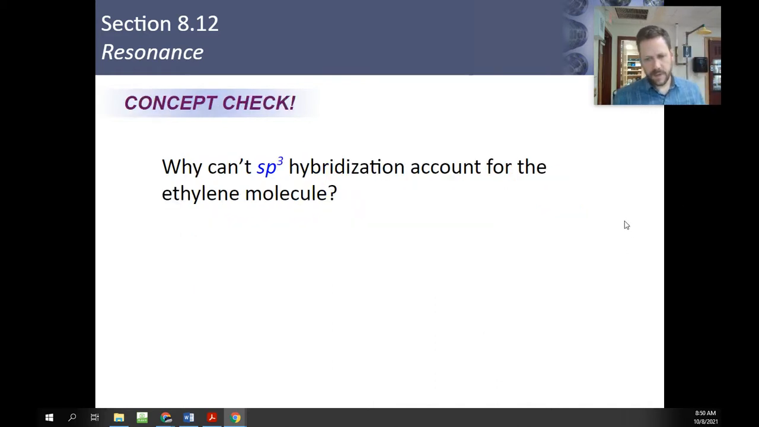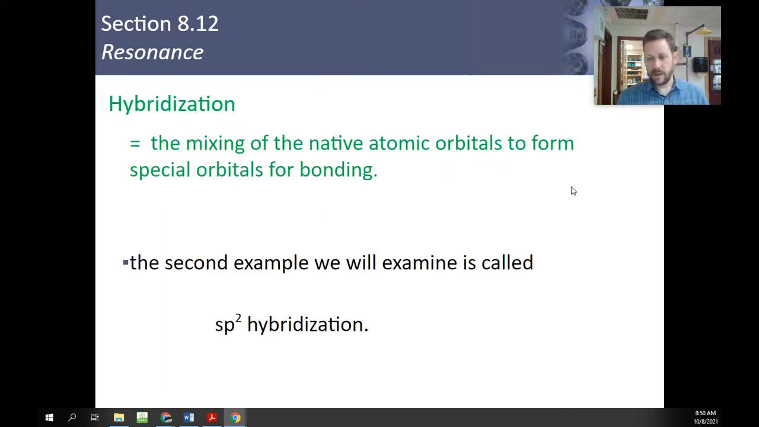Once again, sp3 hybridization also couldn't account for the ethylene molecule because sp3 hybridization was what accounted for 109.5-degree bond angles, tetrahedral bond angles. So there must be something else going on in a carbon atom to give us 120-degree bond angles. Again, we're going to assume that the atomic orbitals in the carbon atom in this case have hybridized to form different special orbitals for bonding, in this case sp2 hybridization.